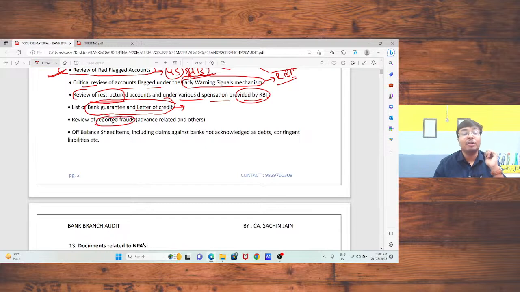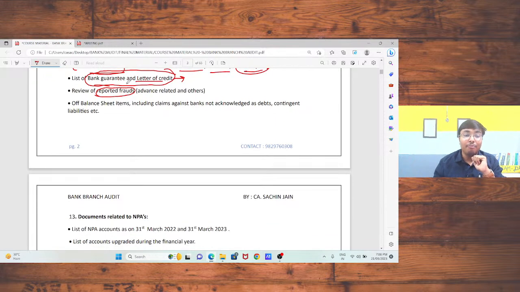Review of reported frauds. If any fraud is reported in that particular branch, we must be very careful. Or if there is no fraud, in that case also we need to be very careful, because where a fraud has happened, people will have become careful, but where no fraud has happened, we should be much more careful because the chances of fraud are very high. Okay, sir. Off balance sheet items, including claims against the bank not acknowledged as debt and contingent liability, we should take care of that also. We should take a list of contingent liabilities from the bank.